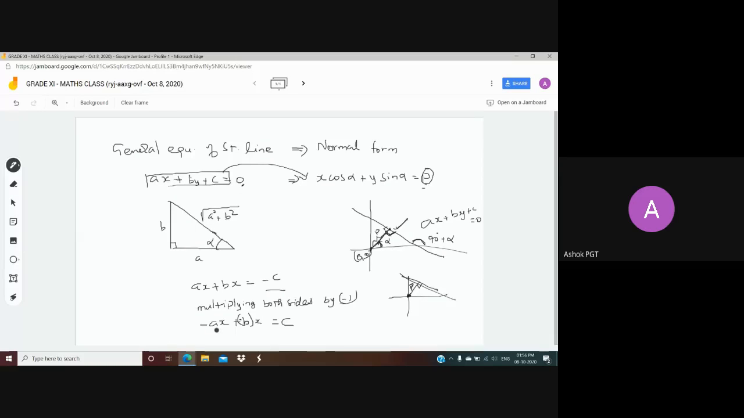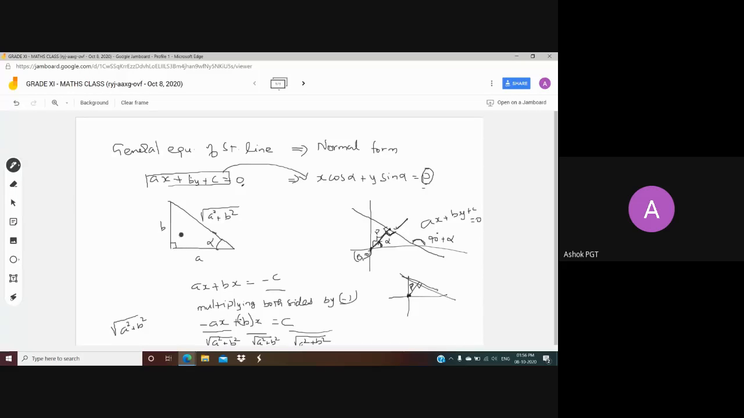Yes, sir. Next, I am dividing the entire equation, both sides, by root over a square plus b square. I will tell you why we are dividing it later. Root of a square plus b square is the square root of a square plus b square.